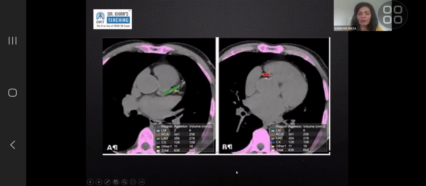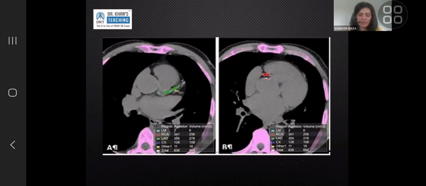Once you are happy, it will give you a breakdown of specific vessel calcification. This number doesn't matter. The value or the weightage of calcification doesn't change based on which vessel that calcification is in, if that makes sense. The overall number matters. The higher the number, the worse the prognosis.